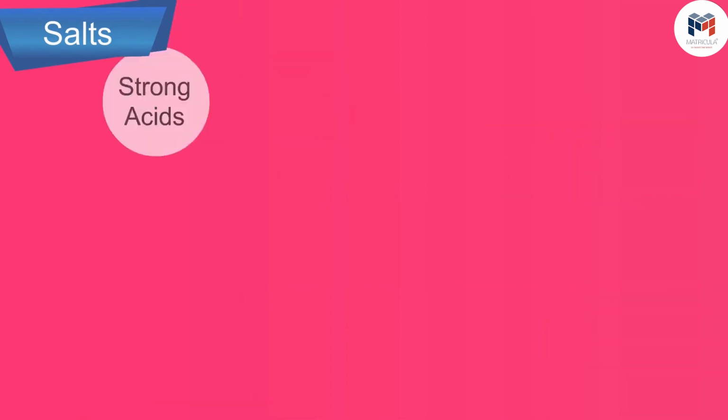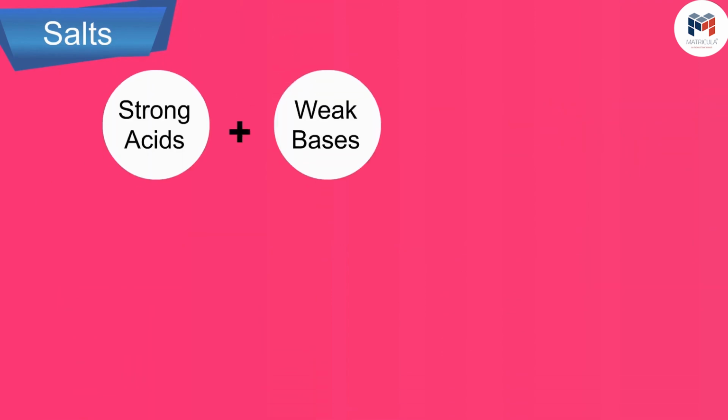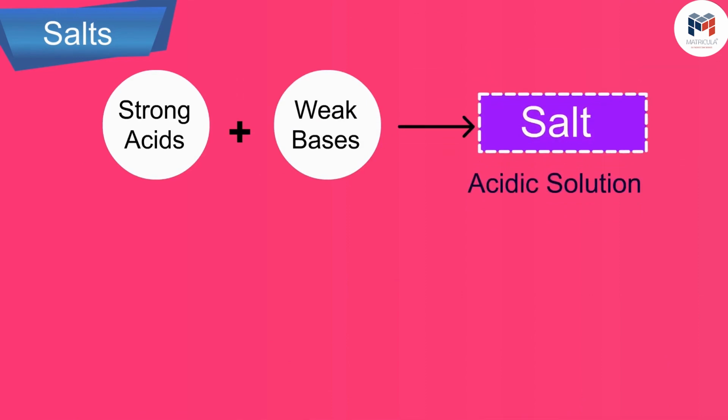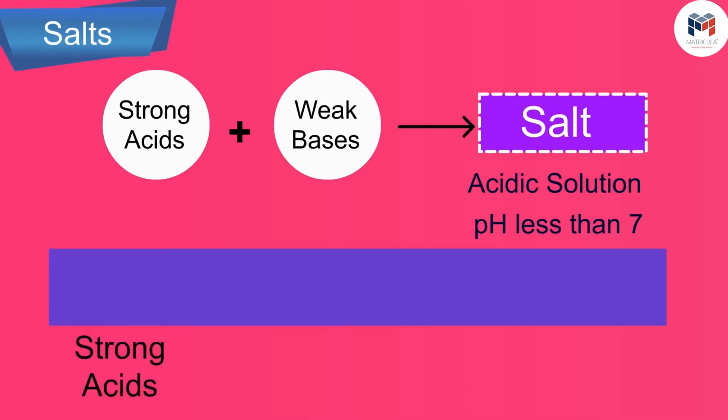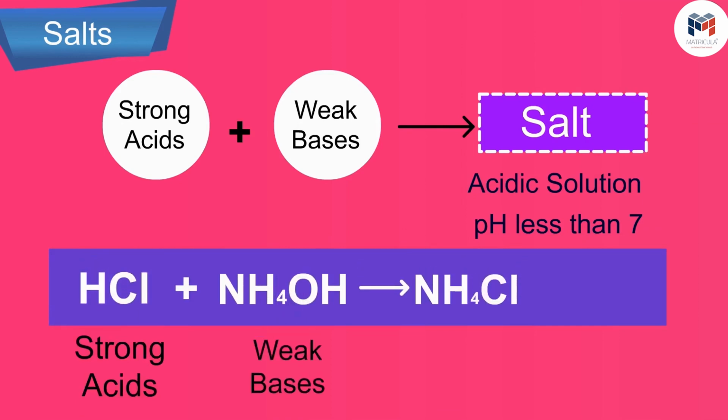Secondly, the salts of strong acids and weak bases give acidic solutions, with pH less than 7. Let us understand this with the help of an example. Ammonium chloride is formed by a strong acid, hydrochloric acid, and a weak base, ammonium hydroxide, and so the salt obtained is acidic in nature.